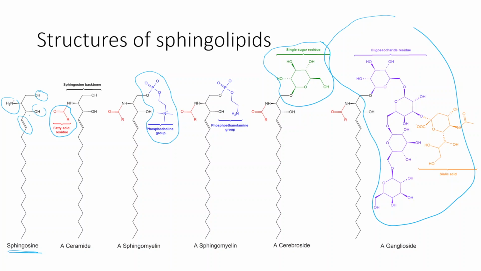I won't ask you to draw one from memory, but for sure be able to, if I give you a picture, tell me what kind it is. And you don't have to know the names of those two phosphate-containing head groups, but they'll come back for you later if you take more biology classes, I'm sure.